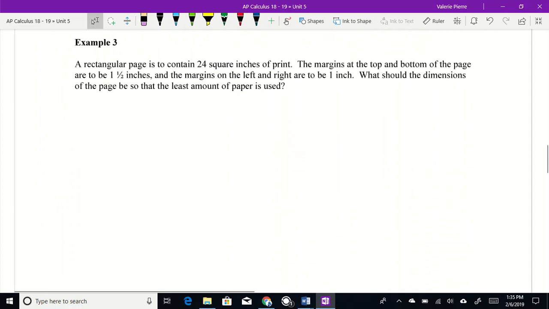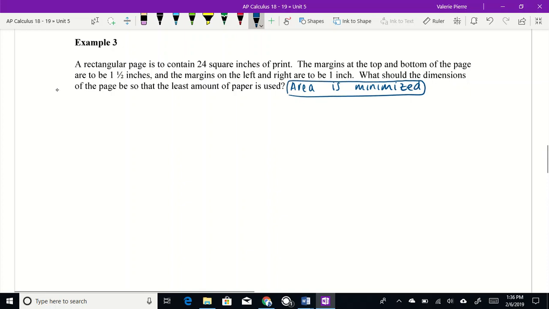Example number 3. A rectangular page is to contain 24 square inches of print. The margins at the top and the bottom of the page are to be 1.5 inches, and the margins on the left and the right are to be 1 inch. What should the dimensions of the page be so that the least amount of paper is used? So this problem is asking us to maximize or minimize area. Right, because we want to use the least amount of paper, so we're minimizing area.